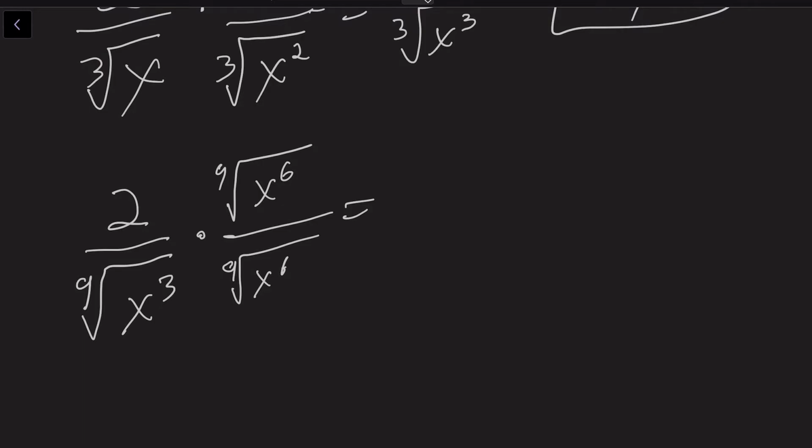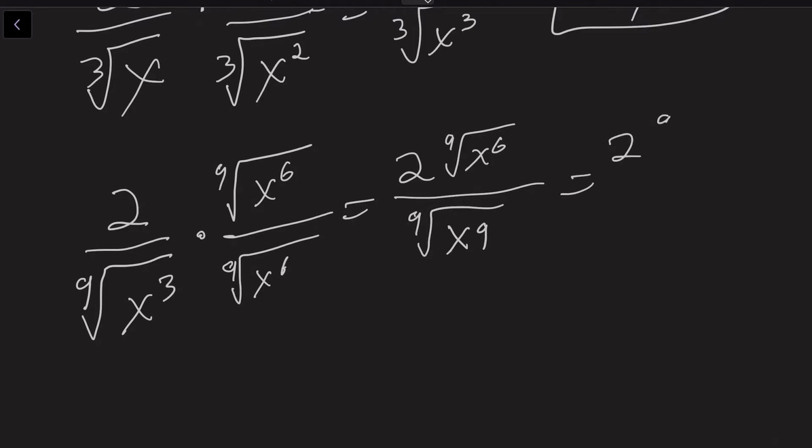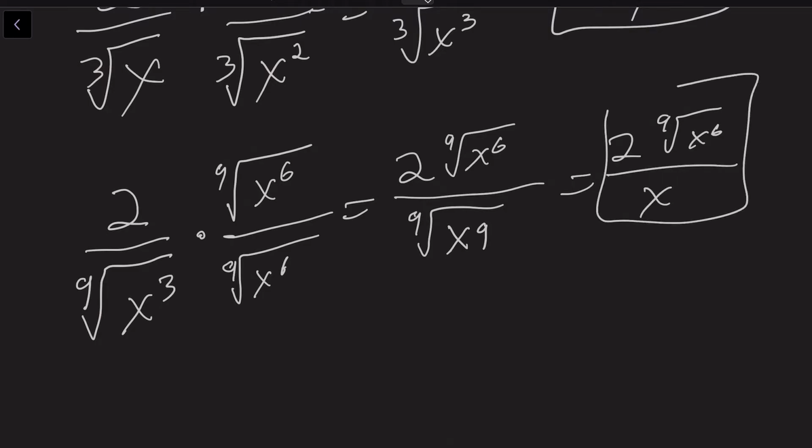Now we multiply 2 times the 9th root of x to the 6th, and the 9th root of x cubed times the 9th root of x to the 6th. This is going to give you still a 9th root. X to the 3rd multiplied by x to the 6th is going to be x to the 9th. And then this just becomes 2 times the 9th root of x to the 6th over x. And that is our simplest form.